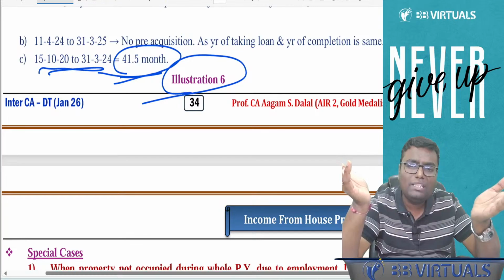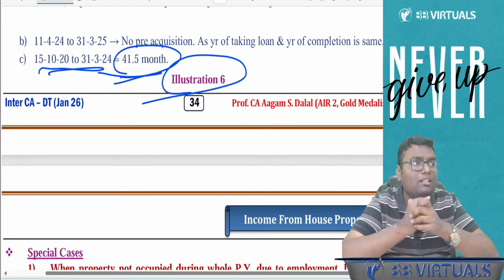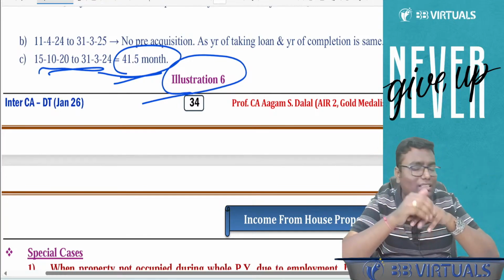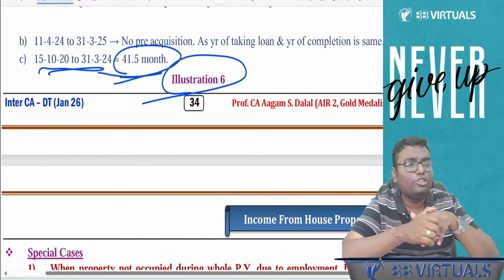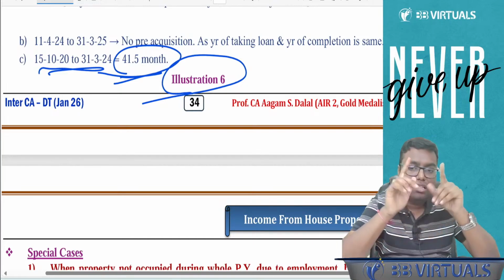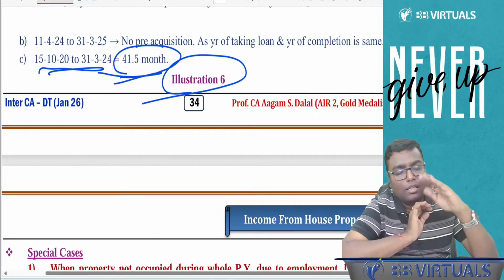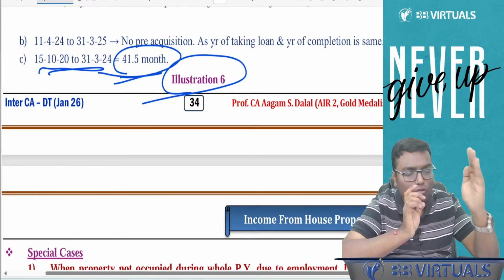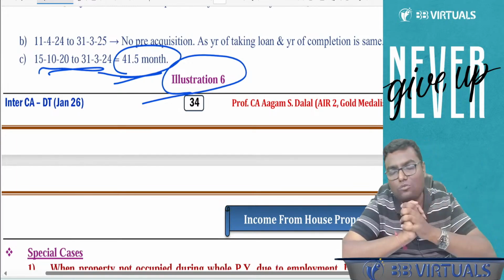Then 24 clause B, interest on borrowed capital. For LOP or deemed LOP, either repair renovation or purchase construction, you will get full deduction without any limit. If it is a SOP, repair renovation 30,000; purchase or construction, if two conditions are fulfilled, 2 lakh, otherwise 30,000.